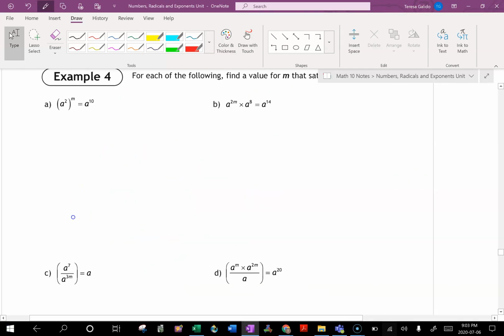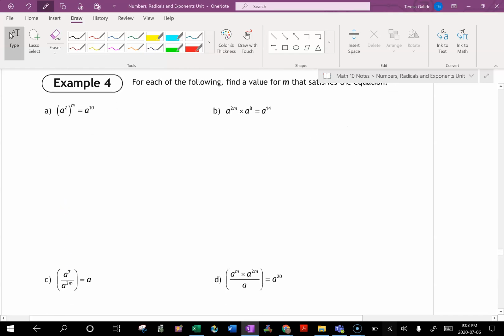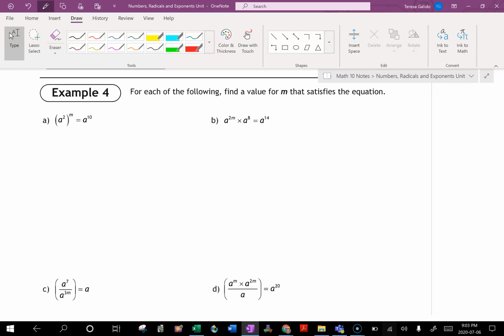Now let's look at a couple of examples, for example 4 here. This will be the last section on exponents part 1. For each of the following, find a value for m that satisfies the equation. So number 1, actually letter A here would be very easy. What is that number that you multiply to 2 to get 10? Your m there is equal to, you can do some mental math for the first one, m is equal to 5.